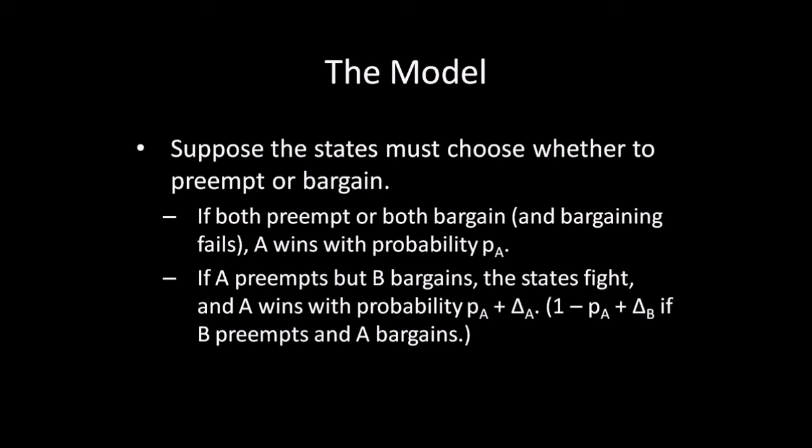And in contrast, B is now going to win with probability 1 minus PA plus delta if B preempts and A bargains. So whoever strikes first when the other one is bargaining gains this inherent advantage, this delta factor, this value of delta, which represents the first strike advantage. And war is still going to be costly, and to keep things simple, we're going to make it just as costly as in a regular war, so CA and CB are going to remain constant regardless of who starts the war or when the war actually begins.